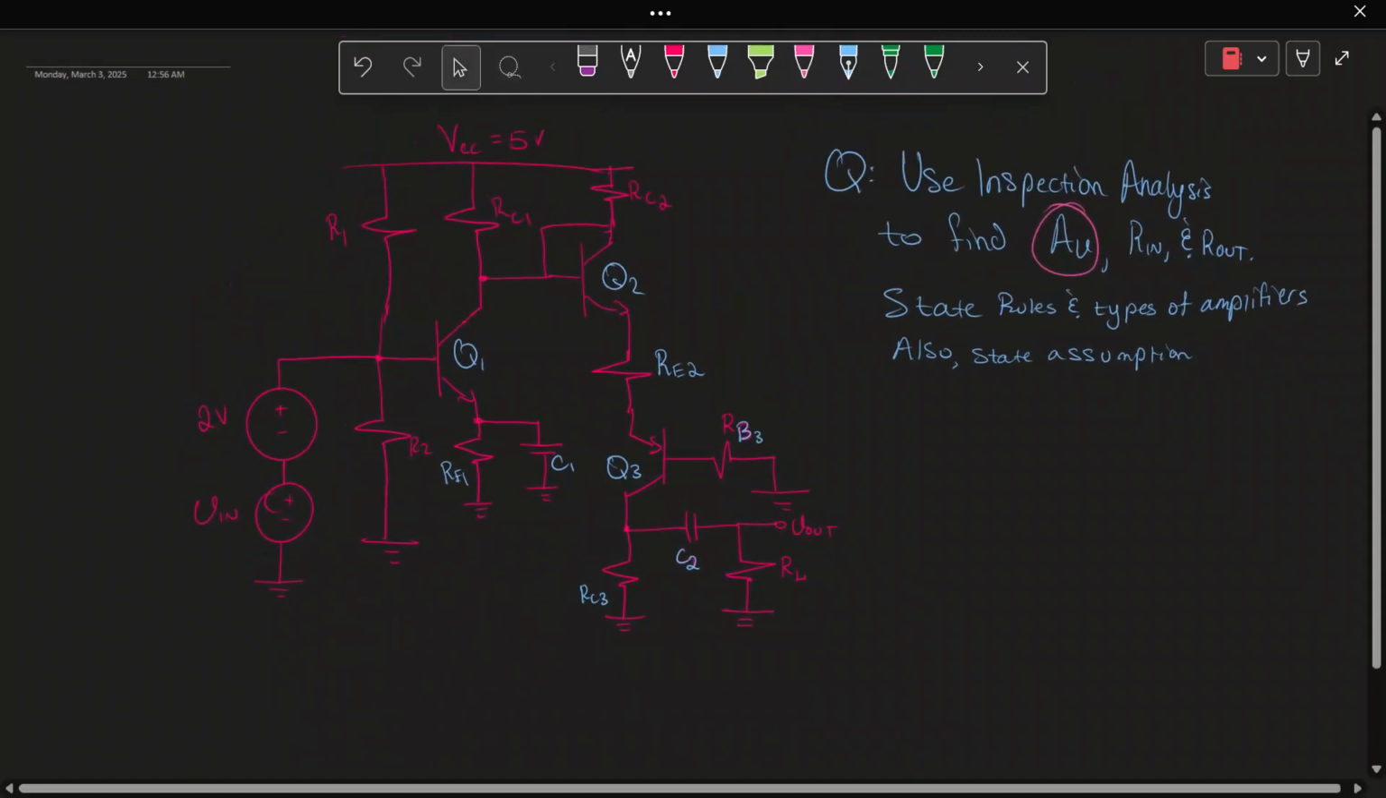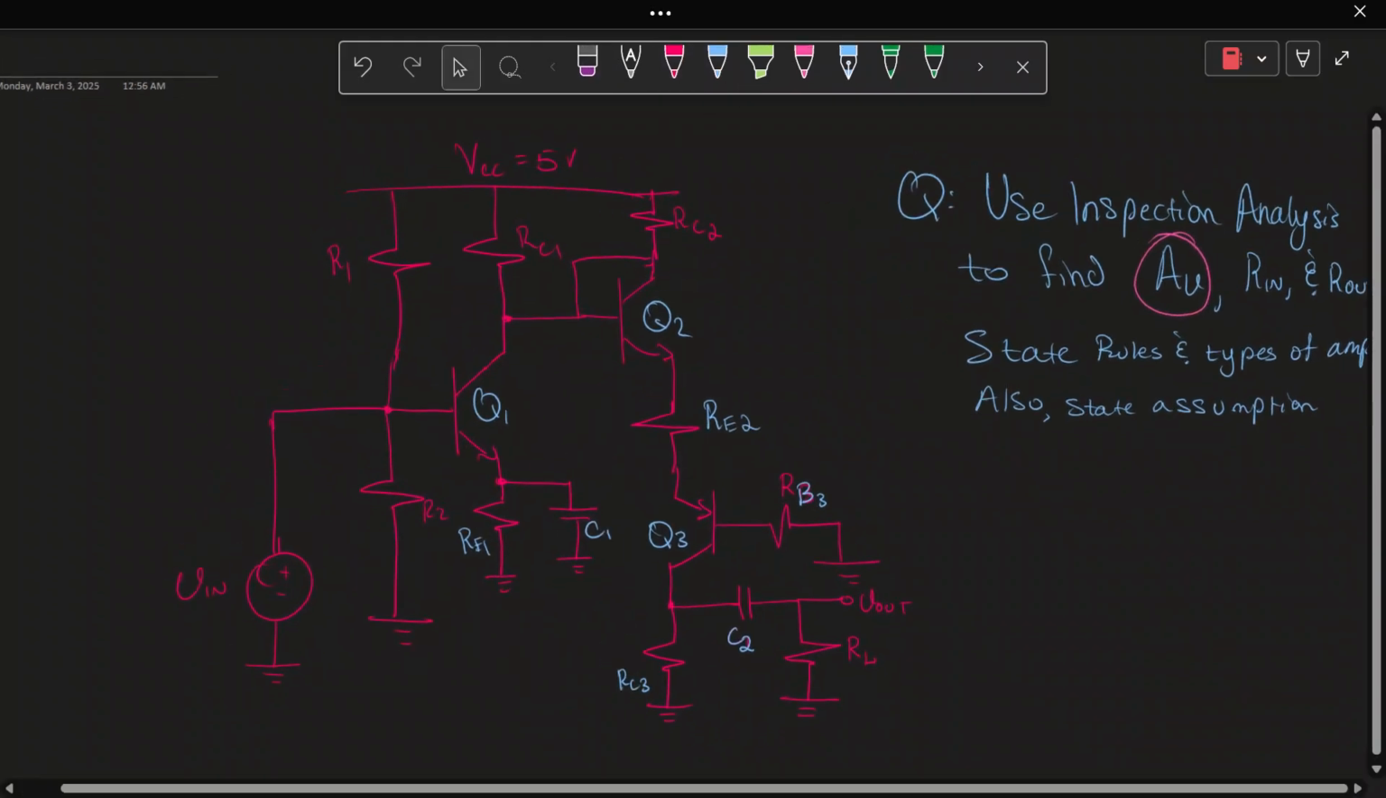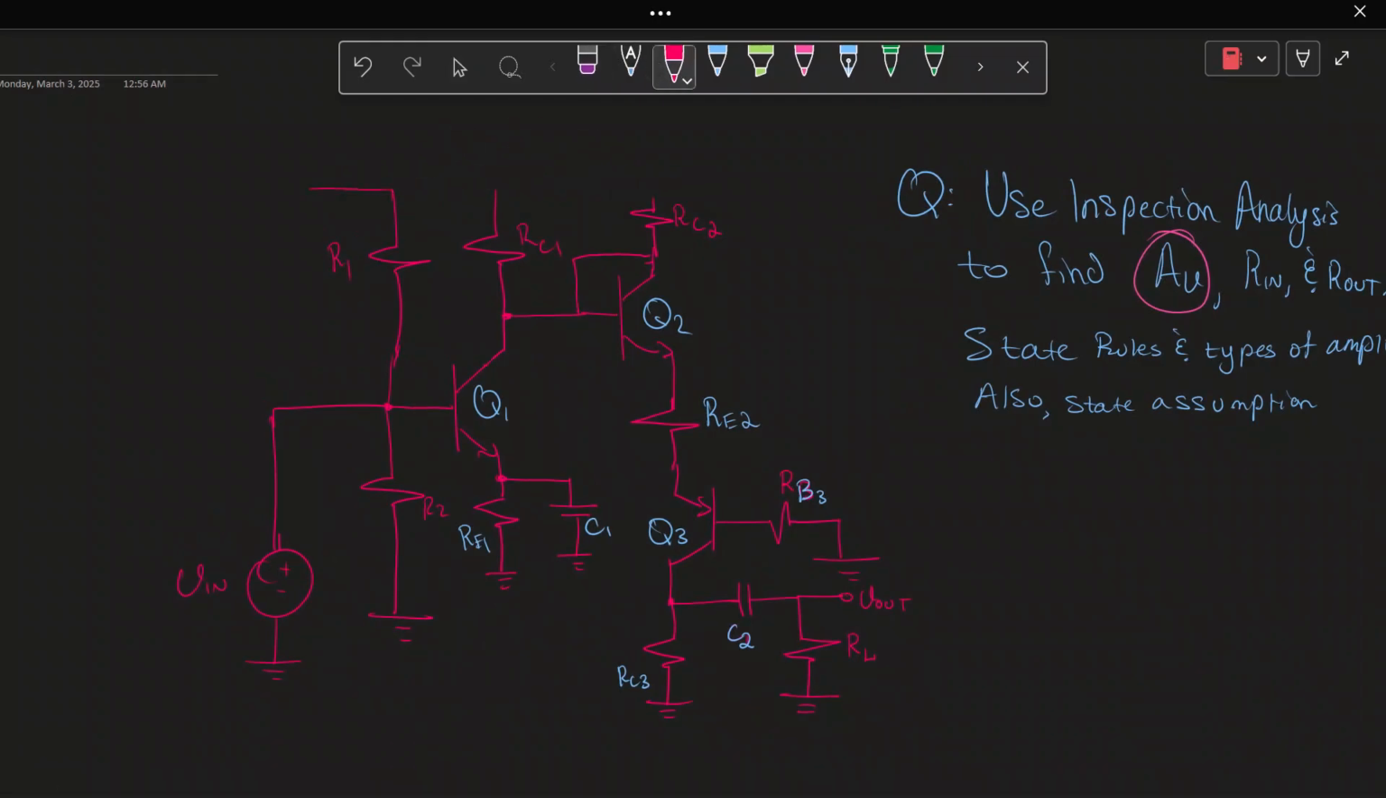But now that we're in AC, we don't want that 2 volts. We only want Vn. So what do we do? We short all of our DC sources. So this becomes a short circuit. I'm just going to erase this and replace it with a short. You have to be very careful. Same thing with your VCC: this becomes ground. So now all of these go to ground.